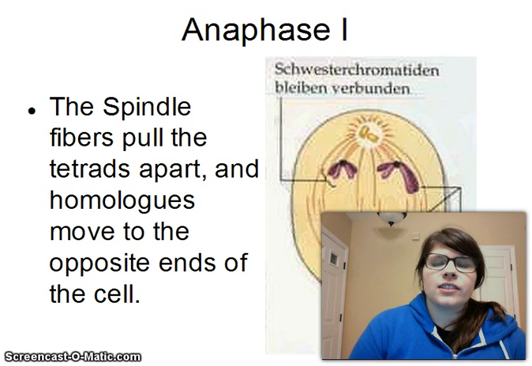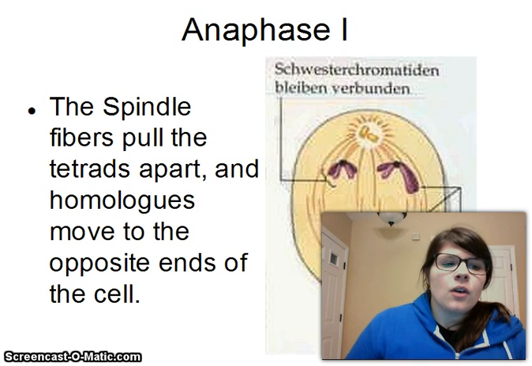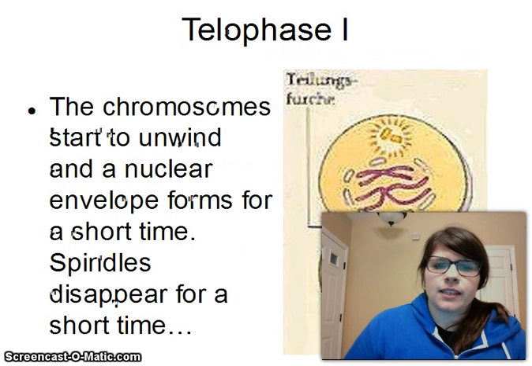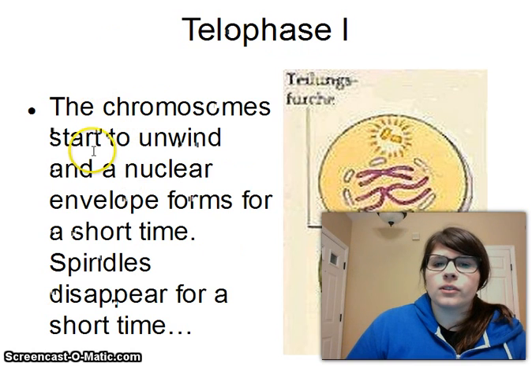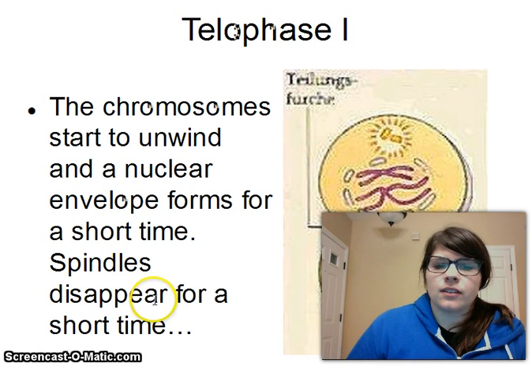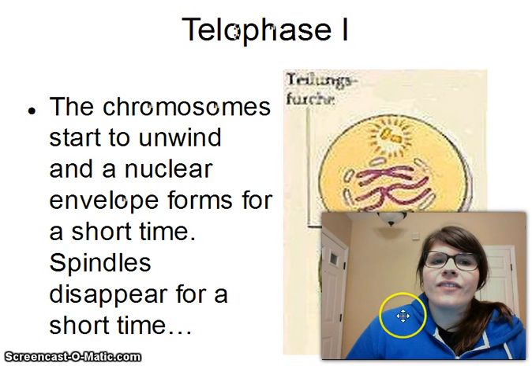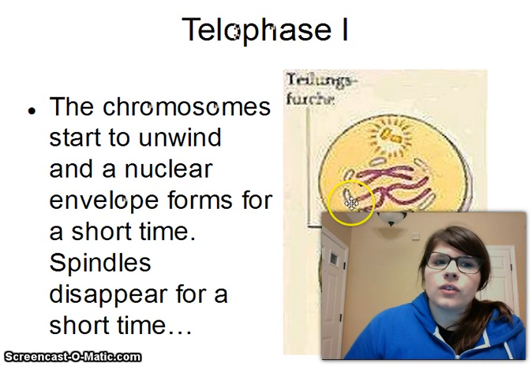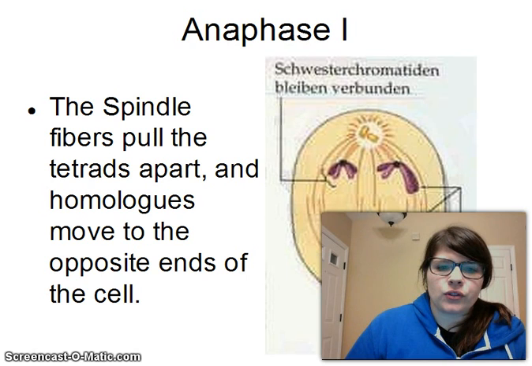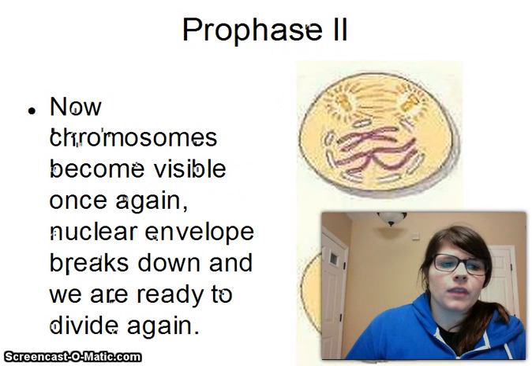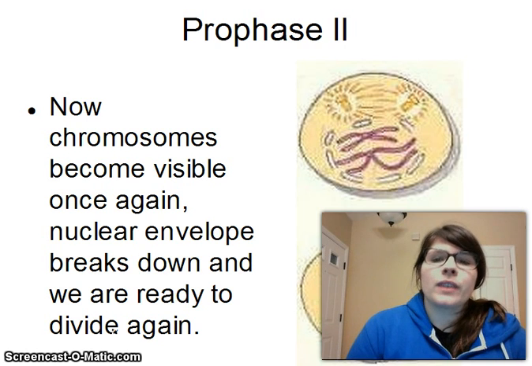So here's where we start getting into independent assortment. We're going to go through telophase 2, and then I'll talk a little bit about independent assortment. So the chromosomes start to unwind, and a nuclear envelope forms for a short time, and the spindles disappear for a short time. So while that is happening, we have duplicated these chromosomes in interphase, and we have no way of knowing which chromosome is going to go to which cell. So this is part of our law of independent assortment.